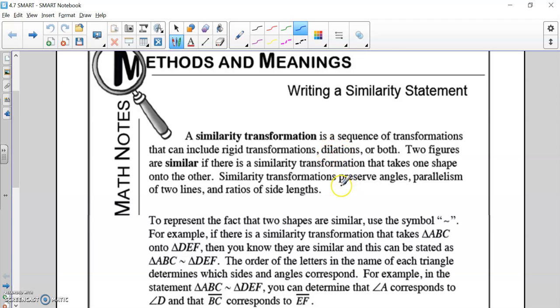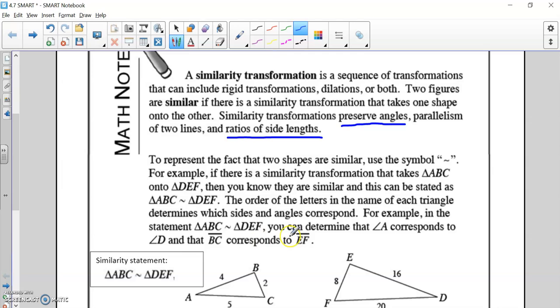It's also very important to remember that when you have similar figures, their angles are preserved, meaning they have the same angles still, and the ratios of the side lengths, meaning the ratios we make between corresponding sides, will stay the same. The parallelism of two lines is also maintained, but that's not one we're focusing on right now.